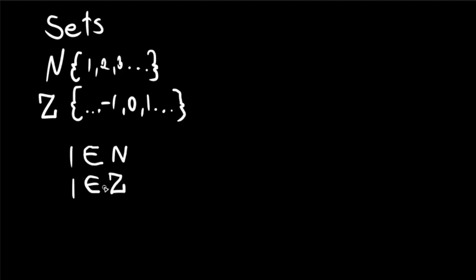Now, noticing this, I wonder if there are any other numbers that belong in the set of natural numbers and the set of integers. And there are: 1, 2, 3, 4, 5, and so on. So that must mean that all the elements in the set of natural numbers are present in the set of integers. So then I say that the set of natural numbers is a subset of the set of integers. This symbol right here denotes that a set is a subset of another set.